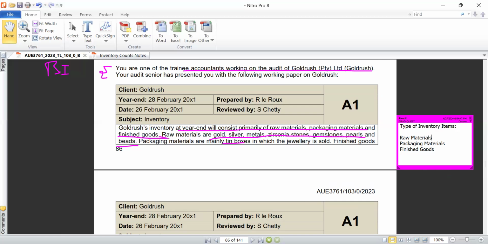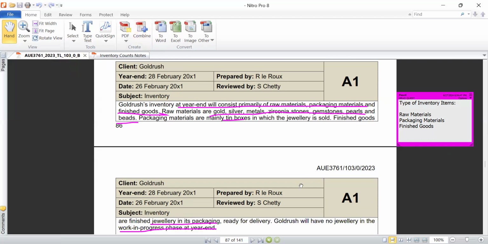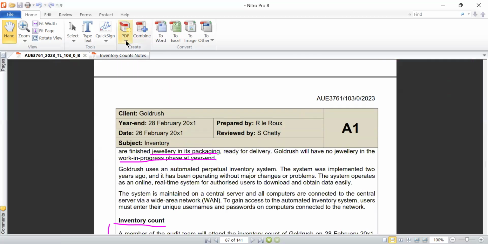Okay. And then, of course, the packaging, simply because the jewelry has to be packaged properly. All right. So the packaging materials, which are those tin boxes in which the jewelry will be kept as it is sold, it's part and parcel of the inventory items for this particular organization. Very, very important, right? All right.